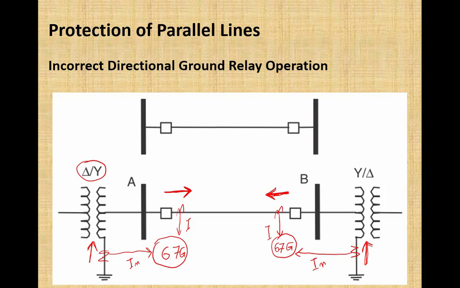It means if neutral current is from ground to the neutral of the transformer and fault current is flowing from bus to the line, that is considered as the forward direction of fault. Okay, and the relay would trip for this fault.